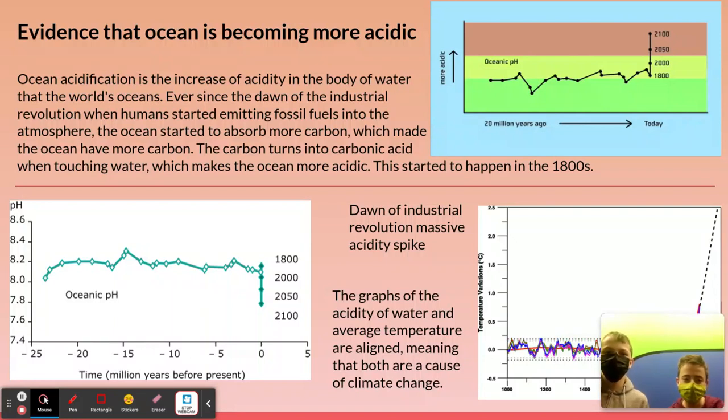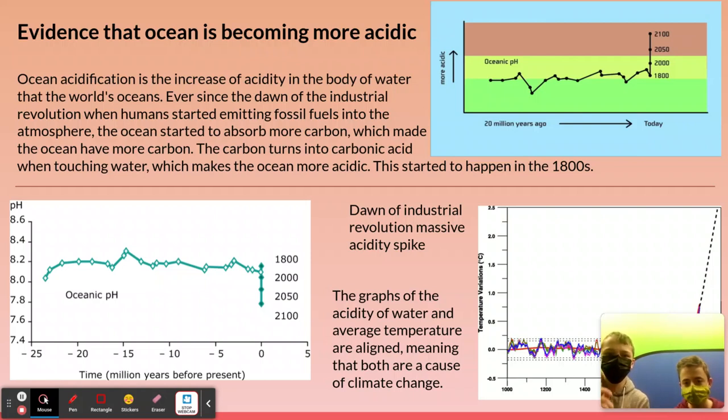So let me do this part. There is clear evidence that the oceans are being acidified, and it's pretty simple what's happening. It's essentially the increase of acidity, which is the decrease of pH, due to many reasons such as carbon emissions.